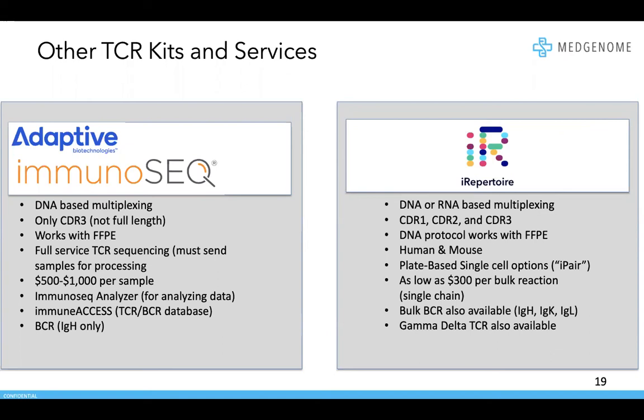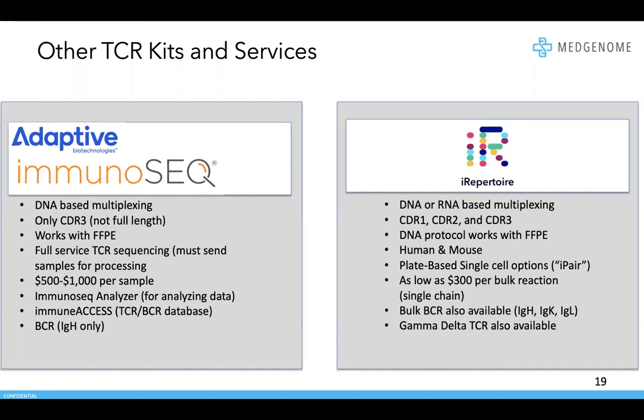On the left is Adaptive, and they have the ImmunoSEQ platform, which is DNA-based multiplexing. As I mentioned earlier, it only captures the CDR3 region. It's not full length. It does work well with FFPE samples. They do full service TCR sequencing, so you send your samples to them. It's not necessarily like a kit you can buy and do it yourself, unlike Takara.